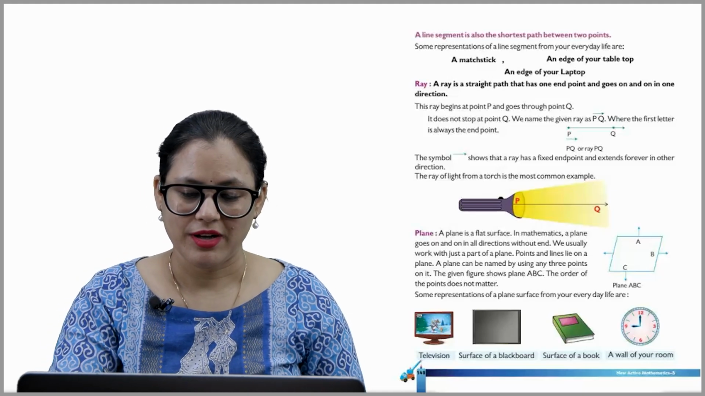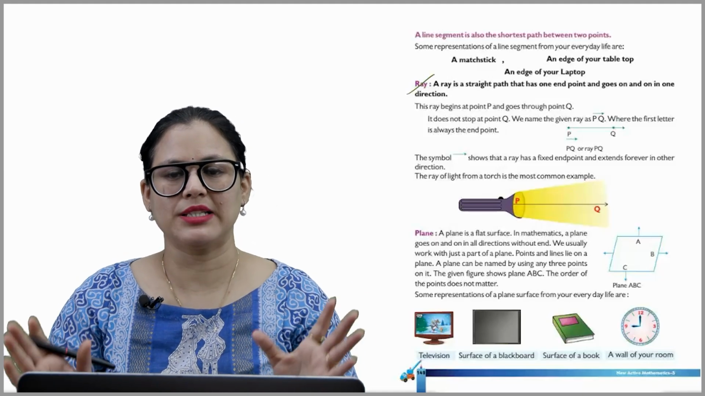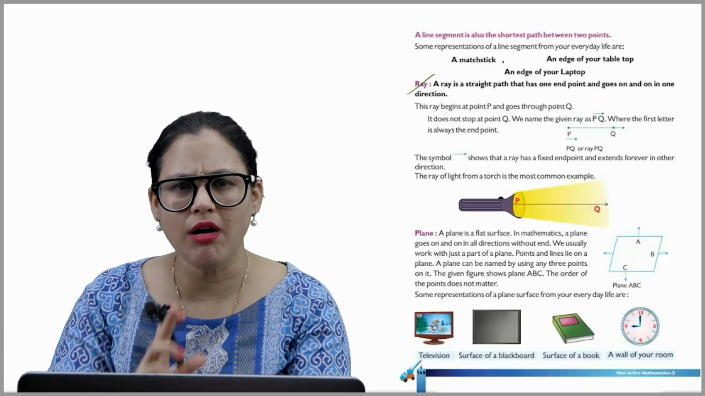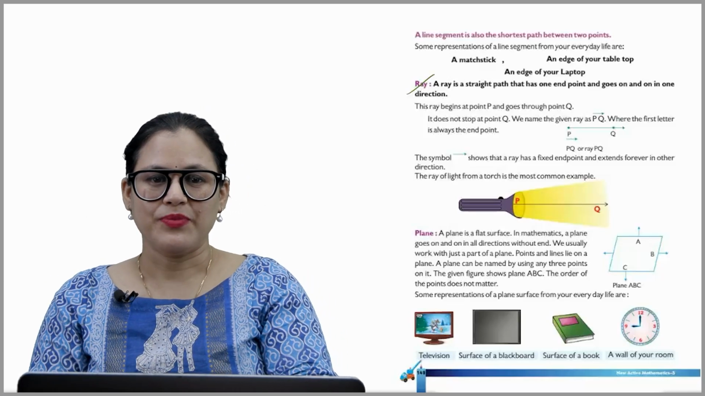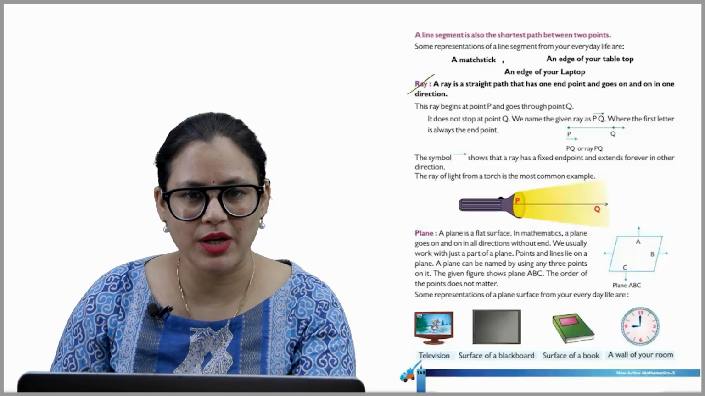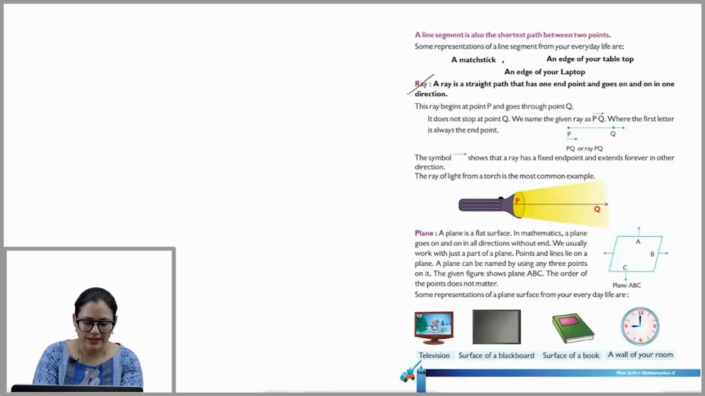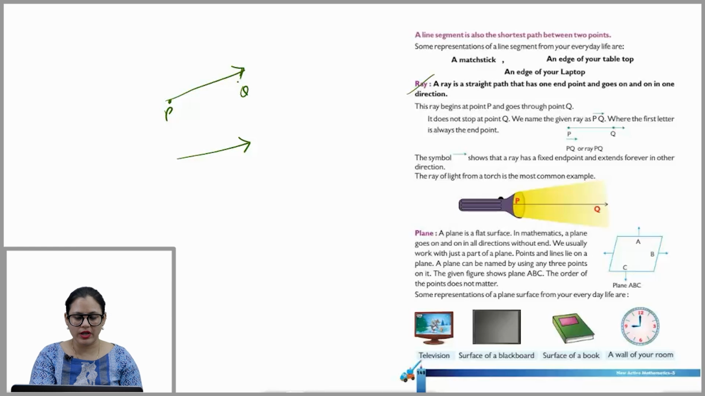Now, ray. A ray is a straight path that has one endpoint and goes on and on in one direction only. This ray begins at point P and goes through point Q. See, it has an initial point. This is point P and this is Q. This is the sign of an arrow, and we can extend this arrow infinitely or endlessly in one direction. Okay, it doesn't stop at point Q, right?